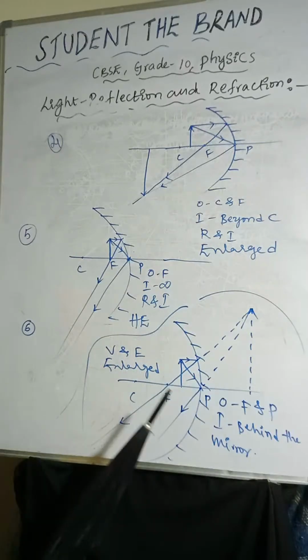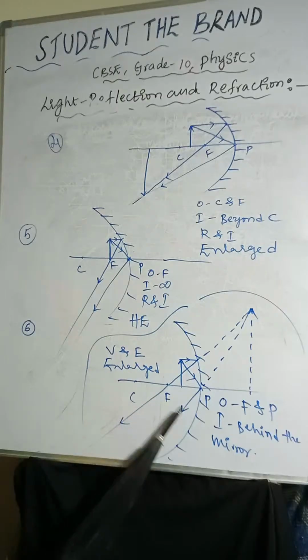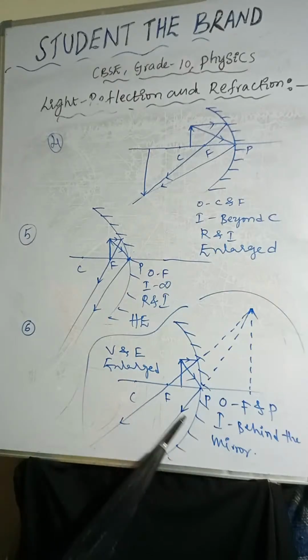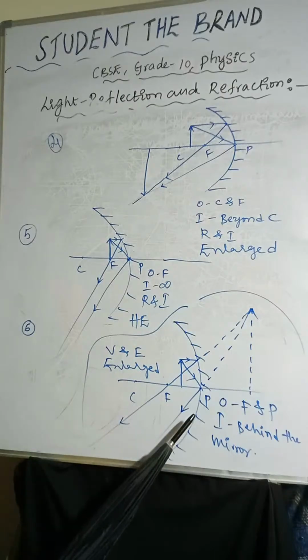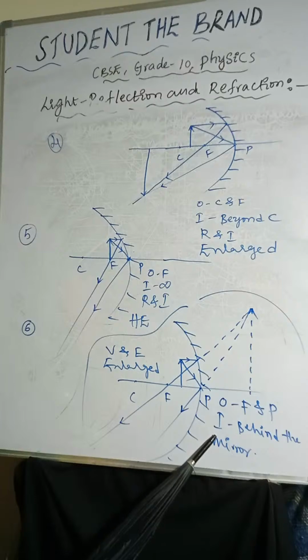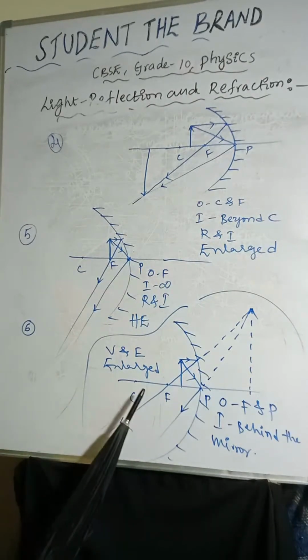Compare the next one: object is placed between F and P. Image is forming behind the mirror. Nature of the image is virtual, erect, and enlarged.